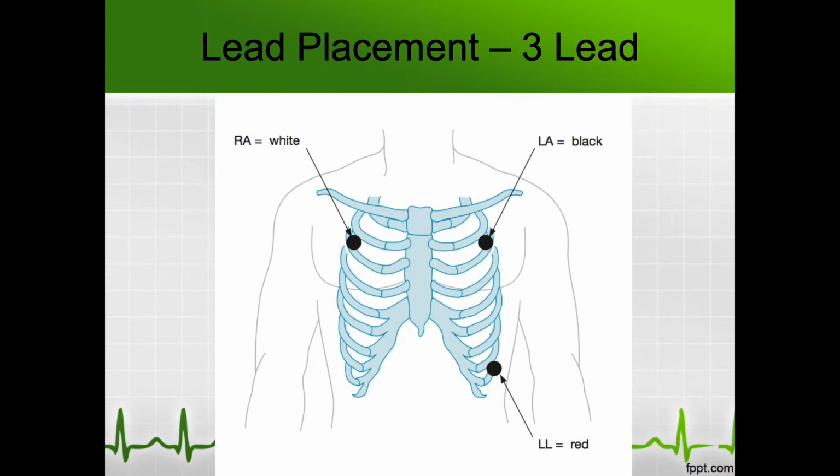In this example, we have a 3-lead placement. Now, how do you know how to attach them? They're color-coded. You can remember that white and right are rhyming, so white goes on the right side. In this case, second intercostal space. Opposite of white is black, and opposite of right is left. So put the black lead on the left side of the body, in this case, ICS2.